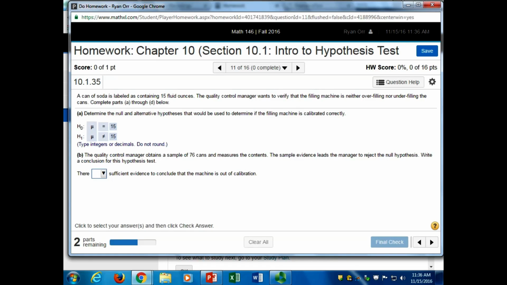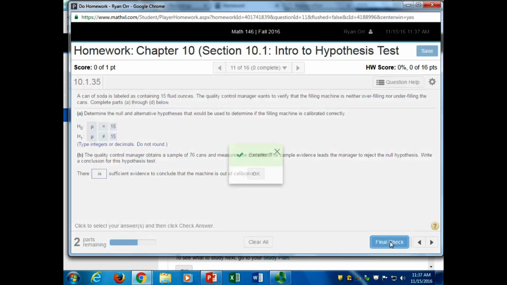So then if they reject the null hypothesis, is there evidence that the machine is out of calibration? Yes. The null is that it's working. We rejected it. So we're saying there is evidence it's out of calibration. So there is sufficient evidence to conclude that the machine's out of calibration. Okay.